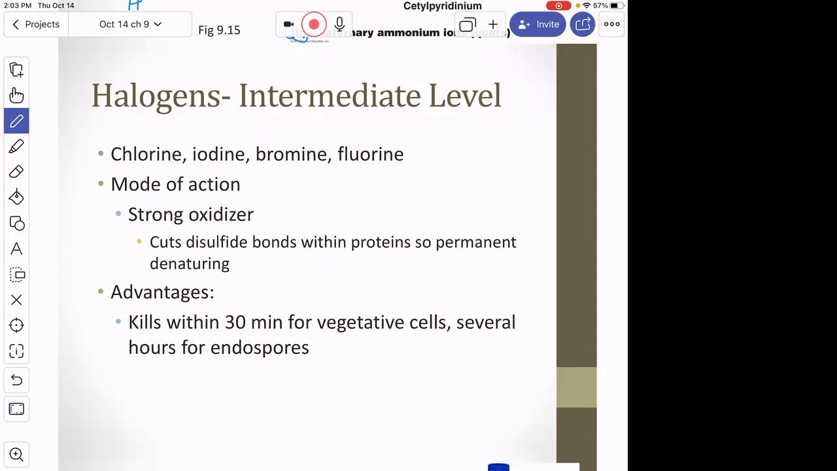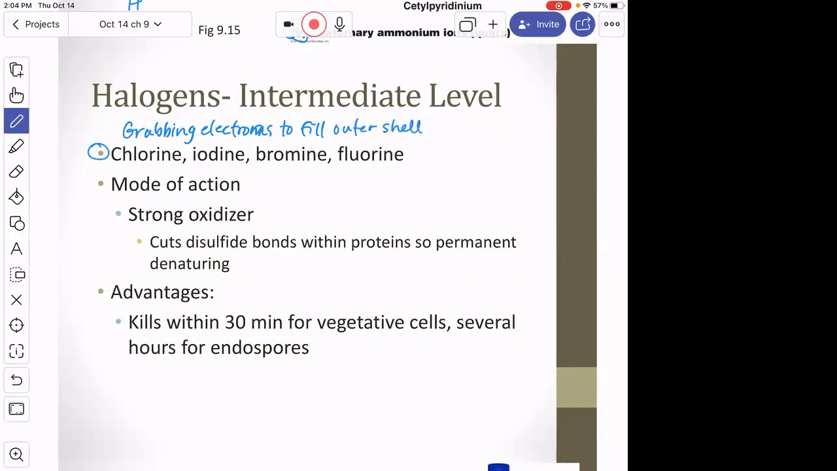So I decided to skip over those and move right to the halogens. These are considered an intermediate level antimicrobial. So here's an example of the halogens, right? These are elements that are off to the kind of right side of the periodic table. Their outer shell is almost full. So they want to fill them up. Okay, so they are grabbing electrons from other molecules in order to fill their outer shell.